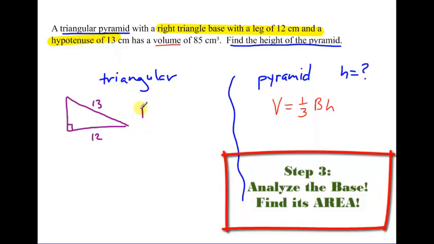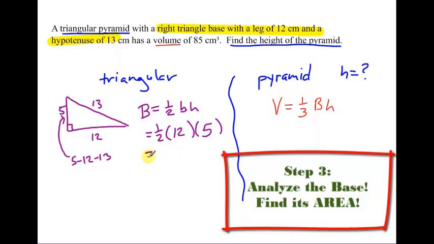Of course, we need to know the base area, which is 1/2 of the base length times the height. I don't have the height, but I can get it pretty easy. I notice this is a 5, 12, 13 Pythagorean triple, so that's my height. And plugging in, I can get the area. So 1/2 of the base times the height means 1/2 of 12 times 5, which comes out to be 30.